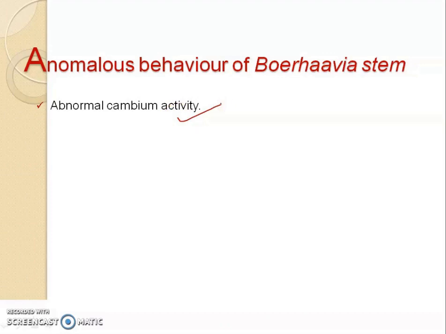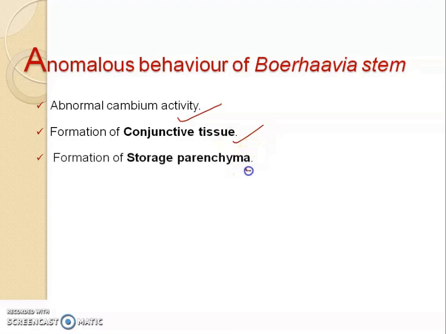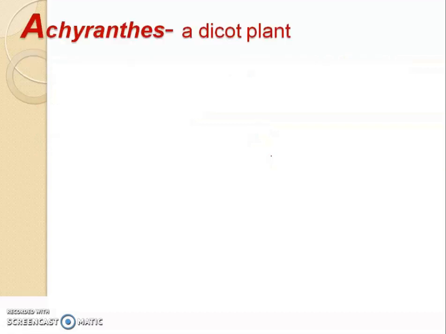In this case, formation of conjunctive tissue takes place, as well as formation of storage parenchyma takes place. So these are the anomalous secondary growth in Boerhavia stem.